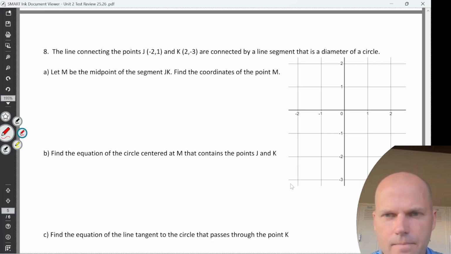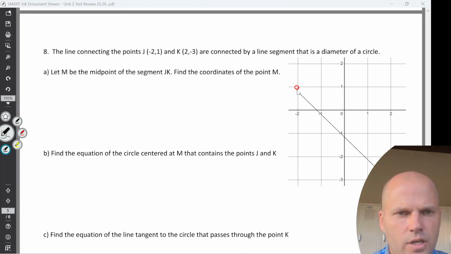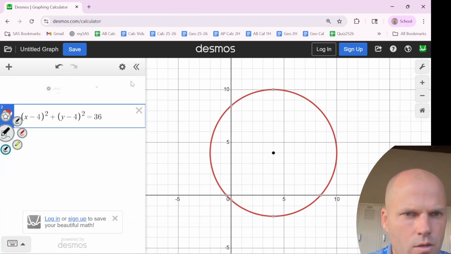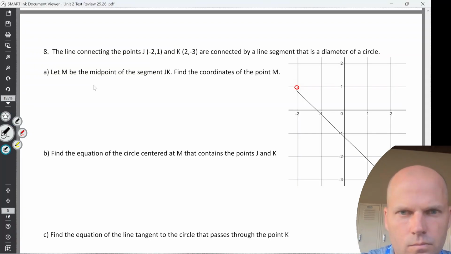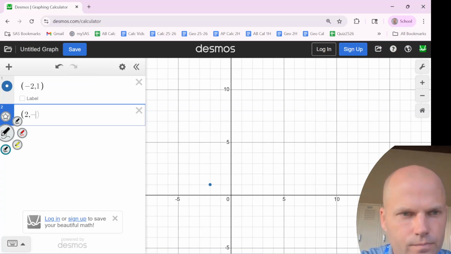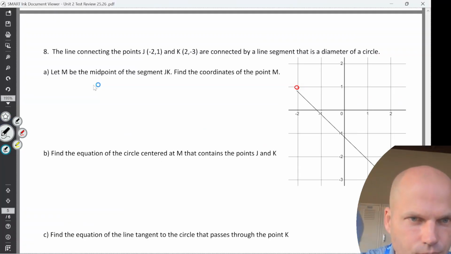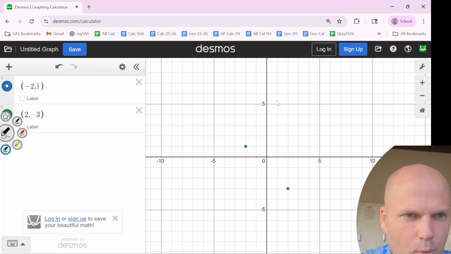Now we're on to JK. (-2, 1) to (2, -3), connected by a line segment. Might as well start everything over in Desmos. (-2, 1), and (2, 3) to -3. Let's find the midpoint.